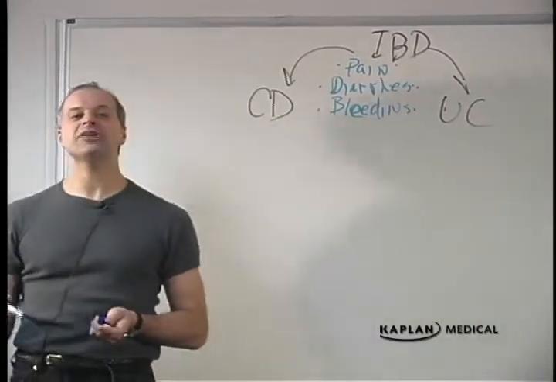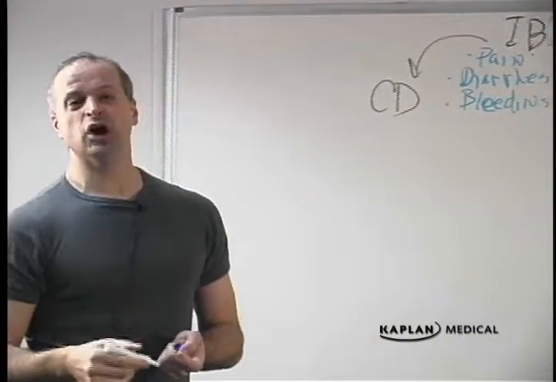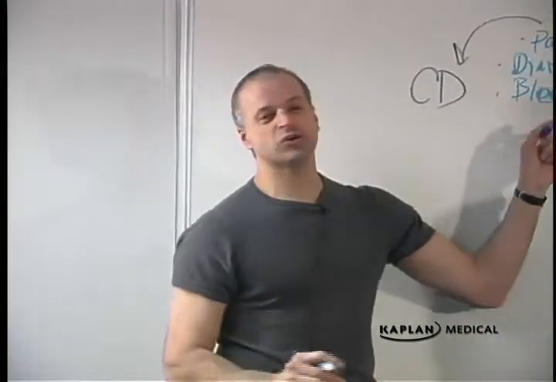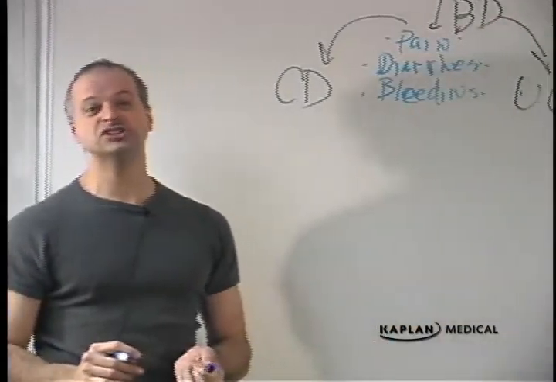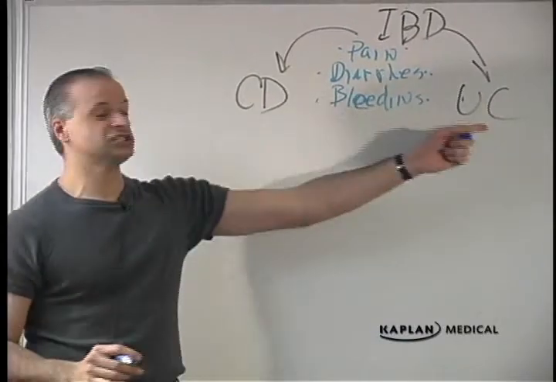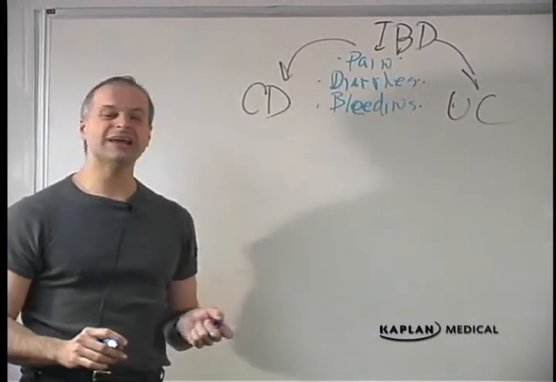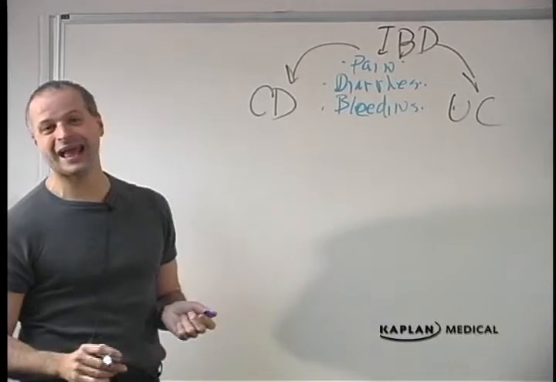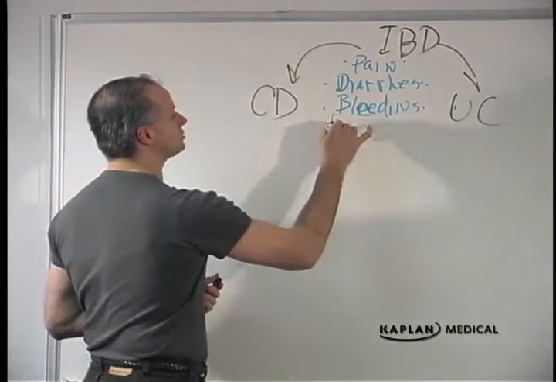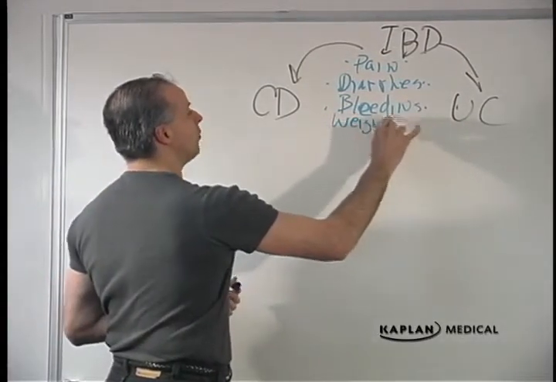What else do they both have in common? They're both chronic, unrelenting, remitting, and relapsing. They are both chronic disorders of inflammation of the small and large bowel, or just the large bowel, causing weight loss, diarrhea, pain, and fever.